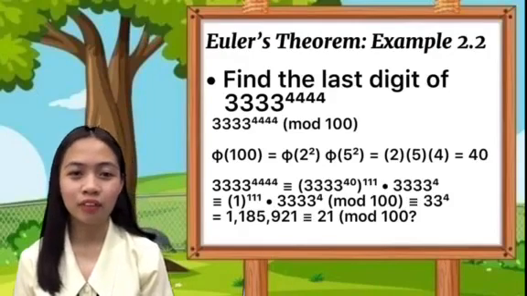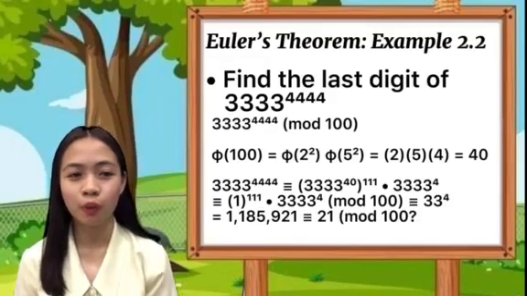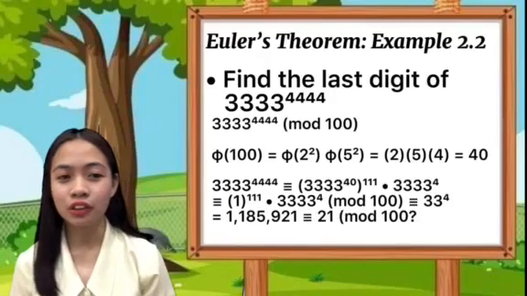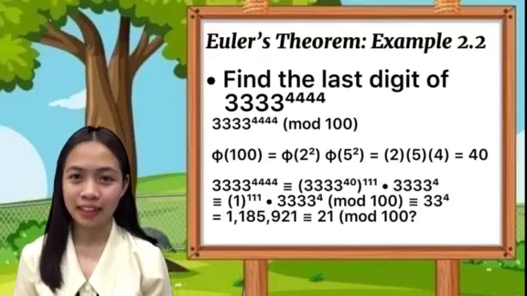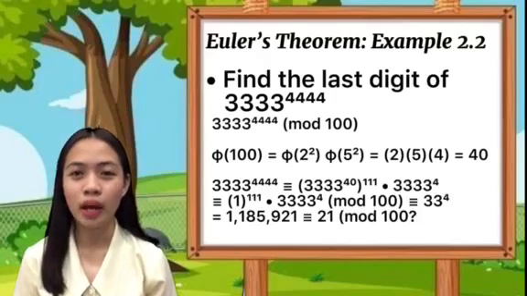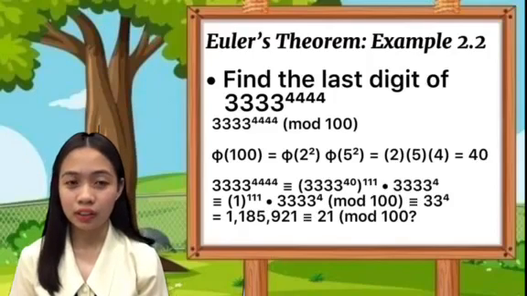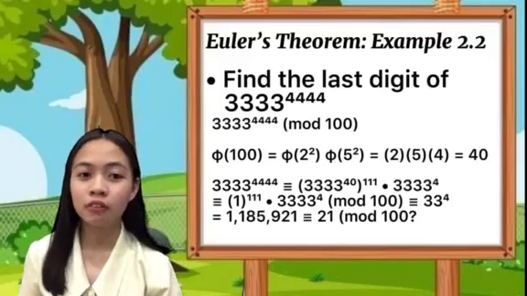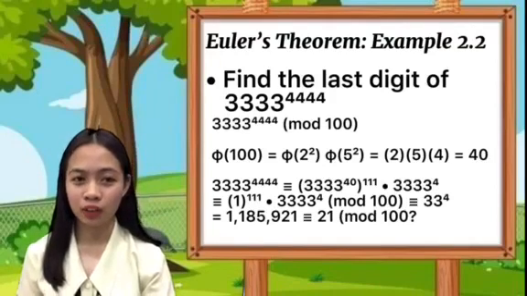equivalent to 1 raised to 111 multiplied by 3,333 raised to 4 modulo 100, which is equivalent to 33 raised to 4, which equals 1,185,921, equivalent to 21 modulo 100. So the last digit of 3,333 raised to 4,444 is 1 because of 1,185,921. The last digit here is 1.